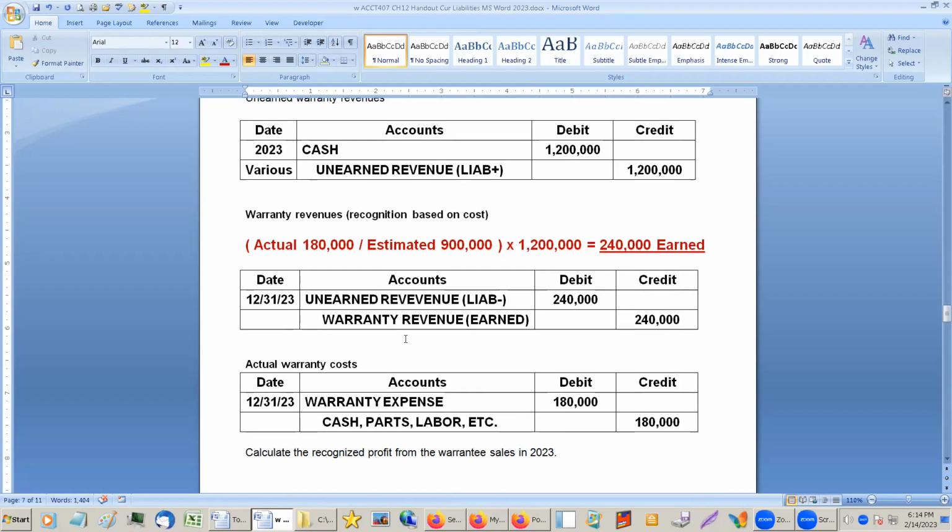Any questions then? So we have this big liability sitting on the books, and then as we earn it, we will take it off the books. So we've earned, I think it was like 20%. We've earned 20% of it. So we're gonna take it off the books and put it in as plain old earned revenue.